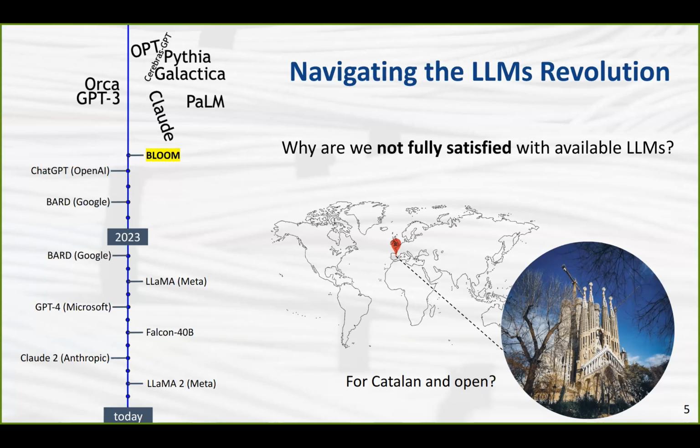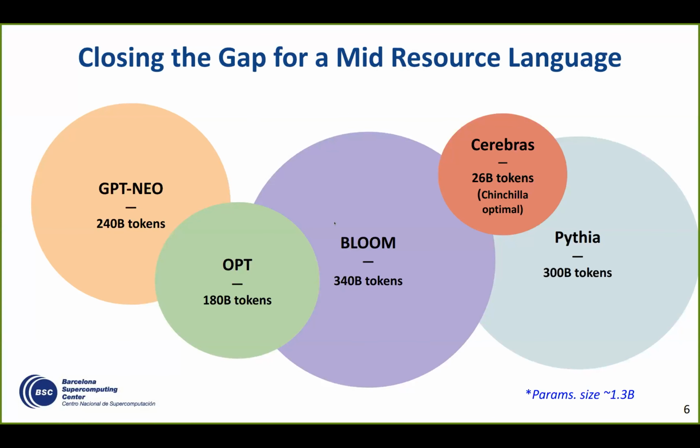From these models here, very few meet these two conditions, being open and being ready for Catalan. So, to close this gap and develop such models for Catalan, we can ask ourselves what was needed to train those very successful models like this one here.